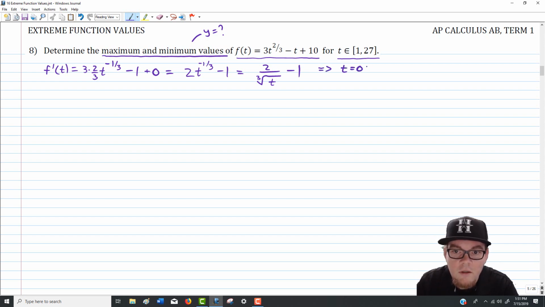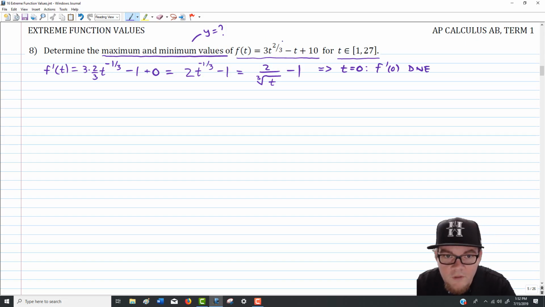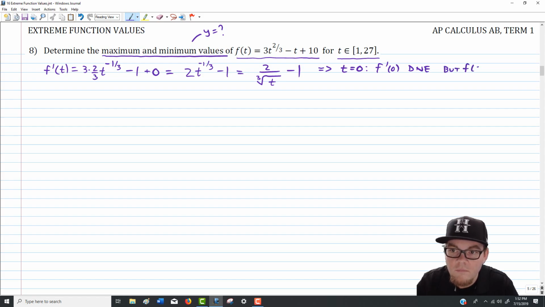At t equals 0, it would seem that we have some sort of asymptote, right? F prime of 0 does not exist. But here's the thing. If you plug 0 into our original function, 3 times 0 to the 2/3 is 0, minus 0 plus 10, f of 0 still exists. What that tells me is that our first critical number is t equals 0.